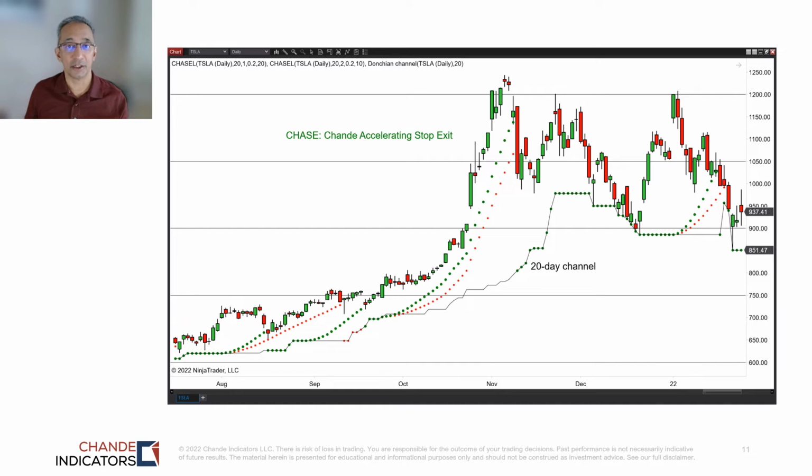So this is my solution on the parabolic side using the Chande Accelerating Stop Exit, or CHASE. The starting point is set here and can be easily controlled. I've chosen the 20-day channel as a starting point, so it's starting at the 20-day low. You can set the accelerating speed to default speeds or almost anything else you want. So you see the green dots and the red dots are moving at different speeds.